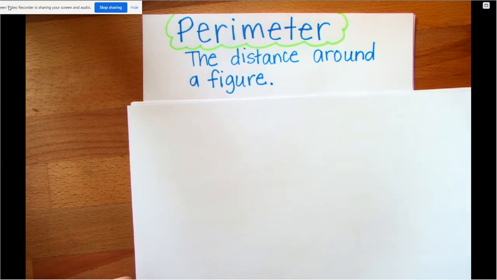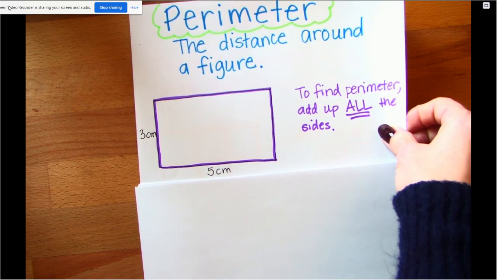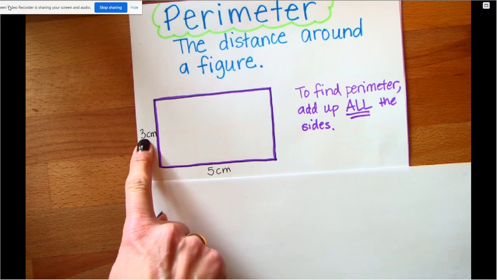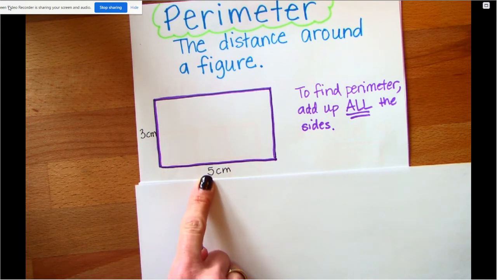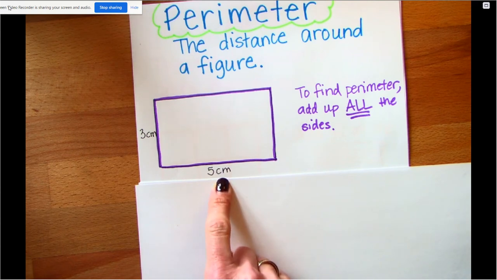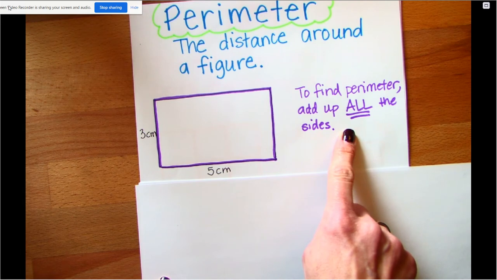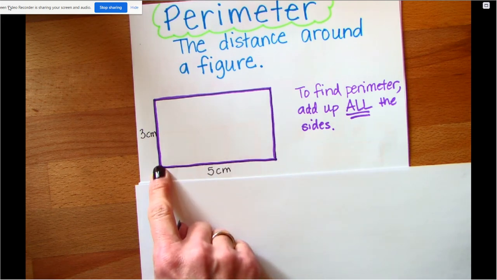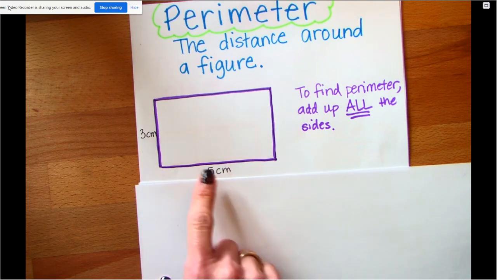So let me show you a little picture here of this chart. Okay, so here's a rectangle, and I have it labeled. One side is 3 centimeters long. The other side is 5 centimeters long. Now, when I figure out perimeter, all I have to do is add up all the sides. This figure has 4 sides, but I've only labeled 2 of them. Do you know why?